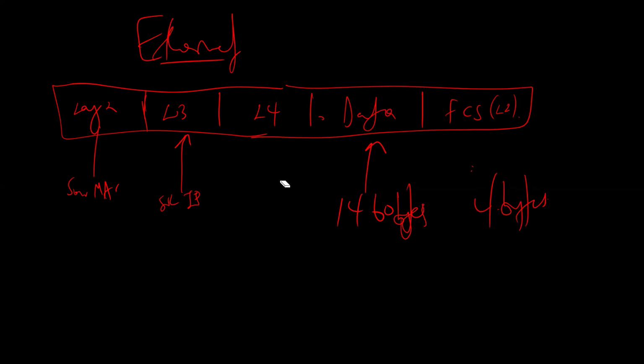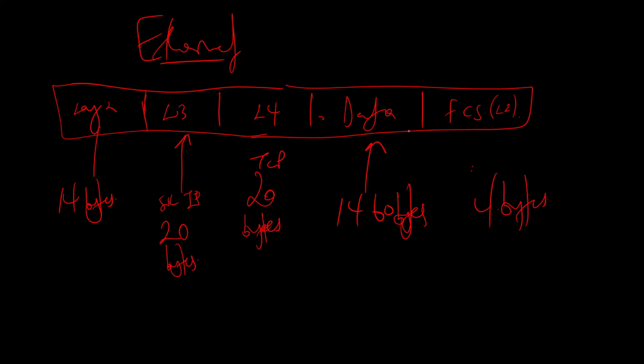Layer 4, my headers, TCP, you see 20 bytes. Can I read UDP? I think it should have 8. Layer 3, 20 as well. Then layer 2 header, 14 bytes.